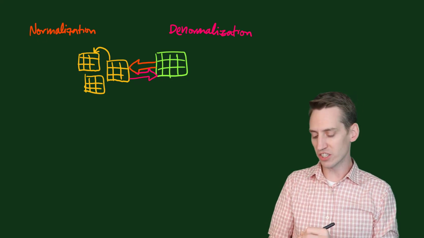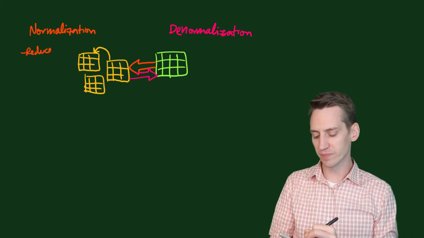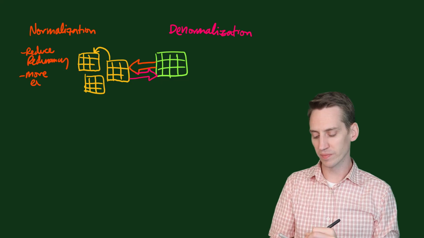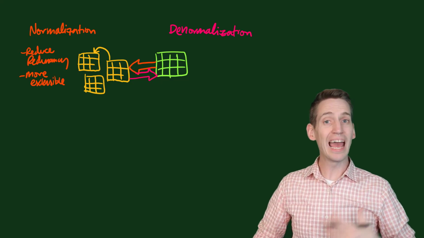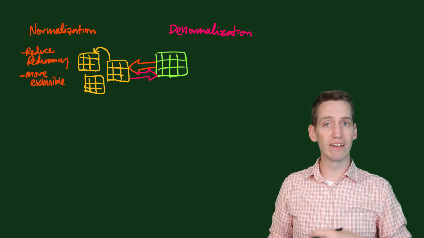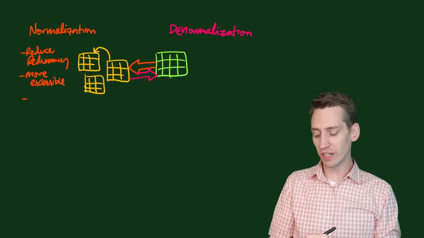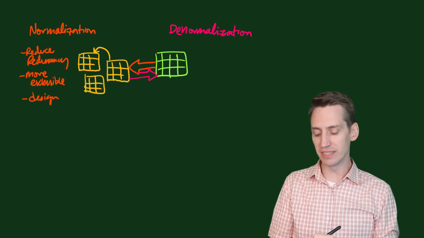So we use normalization to reduce redundancy. We also allow it to be more extensible, and that means that we can add additional tables later and still have these relationships. And we use this primarily when we are designing database systems.